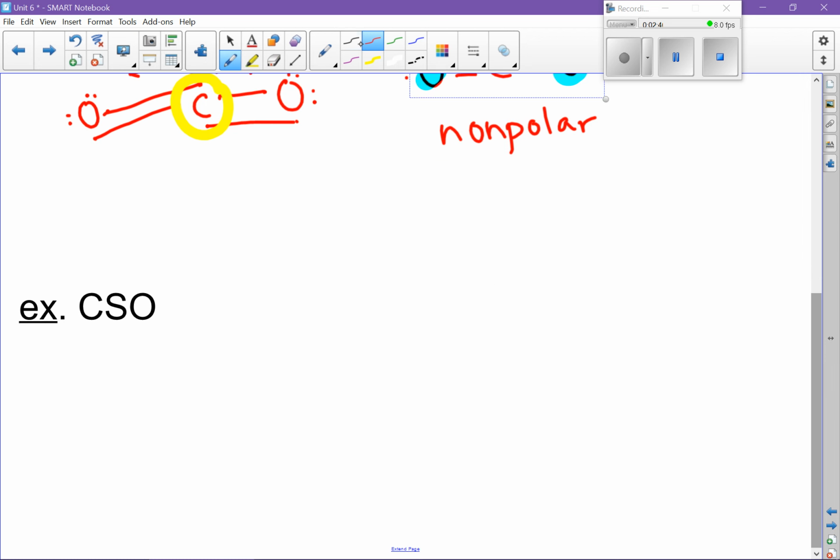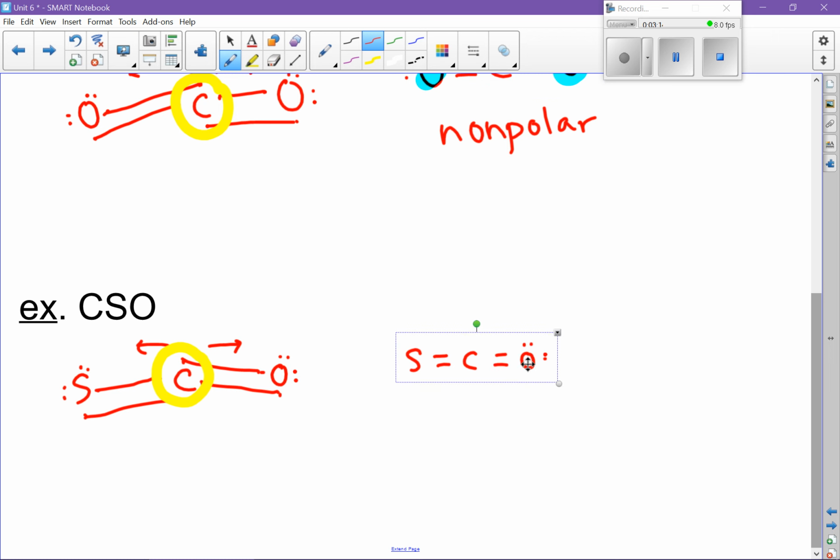Now let's look at another possibility. Let's draw CSO. First one always goes in the middle again. S on one side, O on the other, doesn't matter where. Put your dots on. Connect your unshared pairs. Okay, so again this is linear because I have 2 atoms connected and the center atom has no extra pairs.